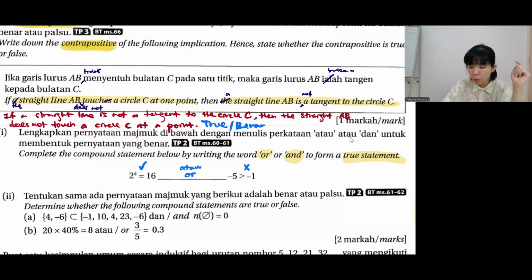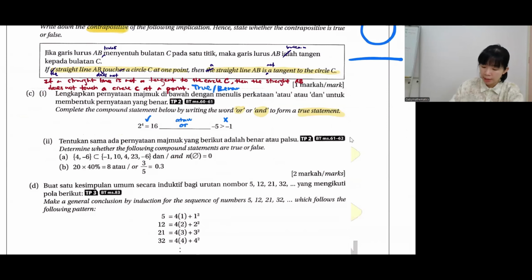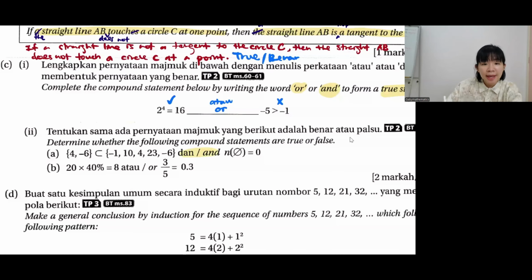Okay, next. Determine whether the following compound statements are true or false. Part A. First one, they use N. Now, first part, true or false? Negative 6 and 4, this symbol is called subset. Subset means you can find exactly the same thing here. True or false? 4 and negative 6 is the subset of this set. Yes, you can actually find 4 and negative 6 here. So this first part, correct.